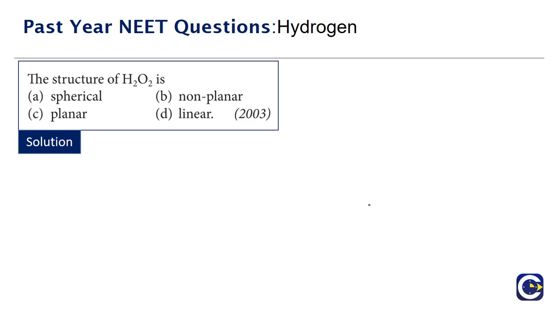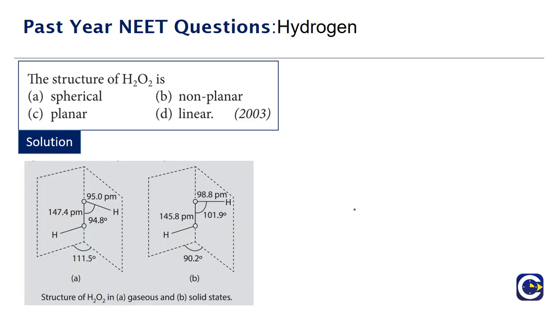If you look at the structure of H2O2, it is a non-planar structure, but there will be some variation in terms of the bond angles when we look at the gaseous state and the solid state. We can see that if we take both these oxygen atoms to be the line, one hydrogen atom will be in one plane, and the other hydrogen will be in the other plane. That is why we call the structure non-planar.